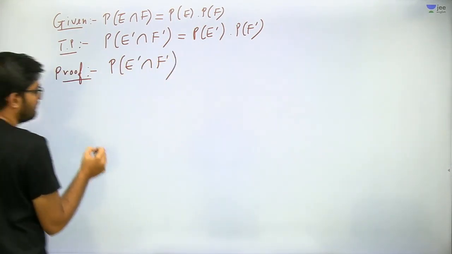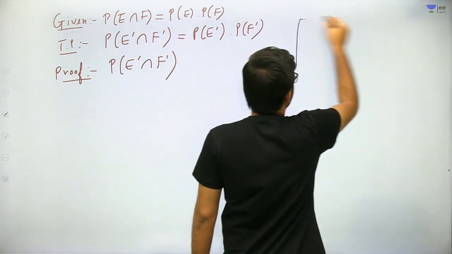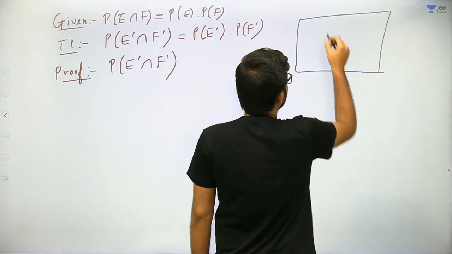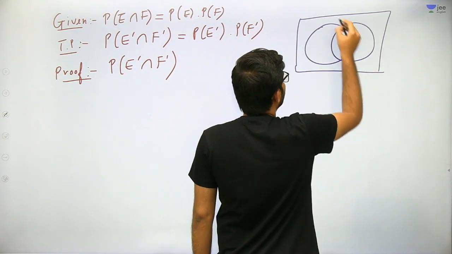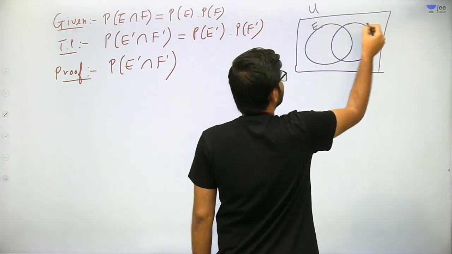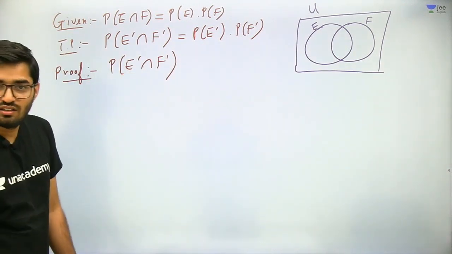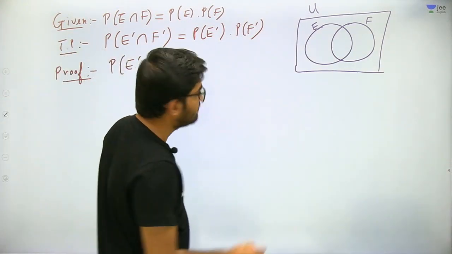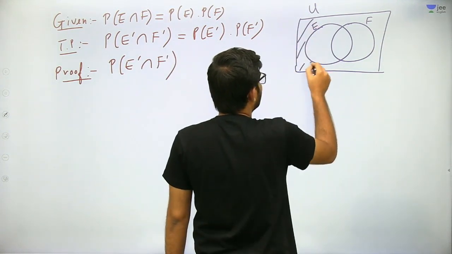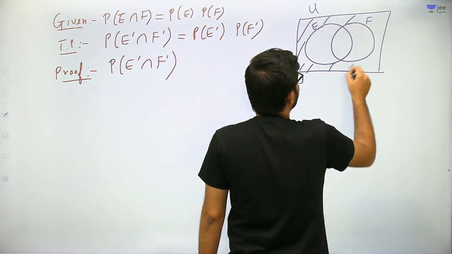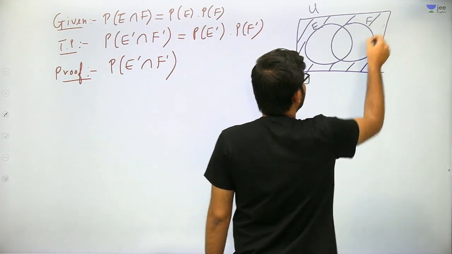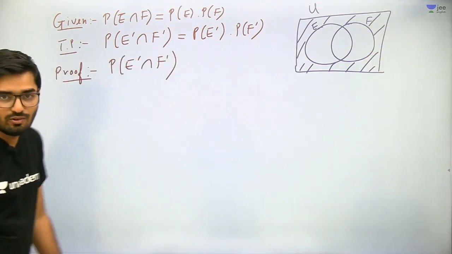So what is the Venn diagram? I'll draw it here. This is E, this is F. This is the universal set. Now we want this region, E dash intersection F dash. So which is that region? E dash intersection F dash. That is this outside region.